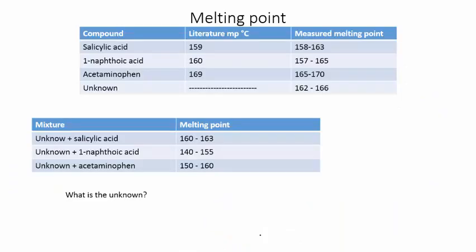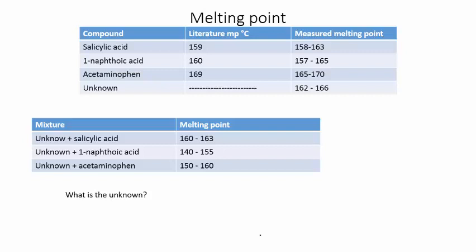More little harder stuff. So here we're dealing with a melting point problem. You notice that the literature melting points are relatively close to each other, and the measured melting points are also quite close to each other. The unknown could be actually any of these, because the uncertainty in the melting point is within the range of all of these measured melting points. If we look at the unknown now, it's mixed with something.